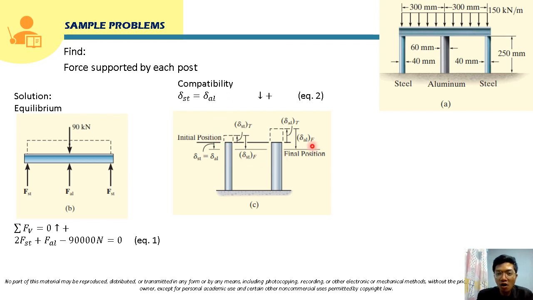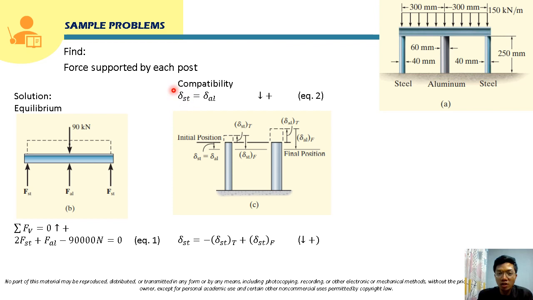Also here in the aluminum, class, it is easier to elongate due to change in temperature compared to steel. So in this case, the deformation due to the change in temperature will be this, and then the deformation due to the force that this post will support will be this deformation.